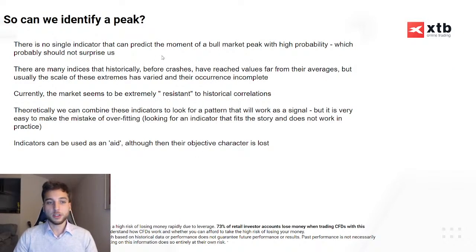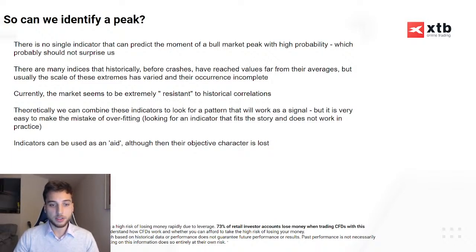There is no single indicator that can predict the moment a bull market peaks with high probability, which probably should not surprise us. There are many indices that historically, before crashes, have reached values far from their averages, but usually the scale of these extremes has varied and their occurrence been incomplete. Currently, the market seems to be extremely resistant to historical correlations.